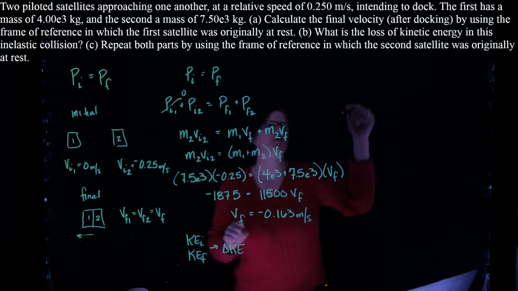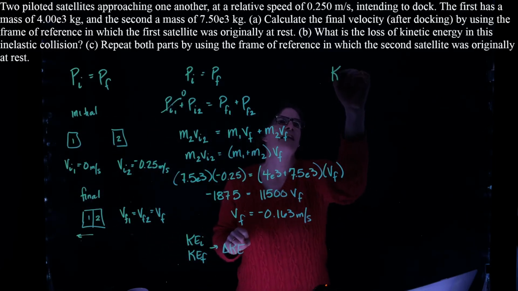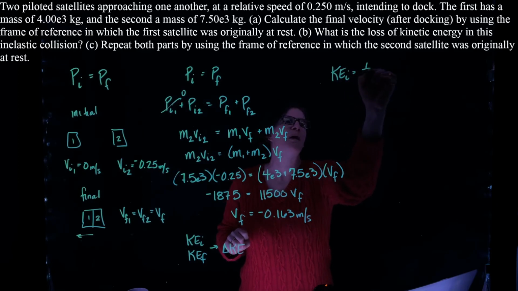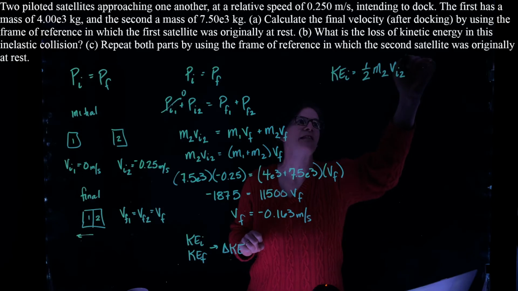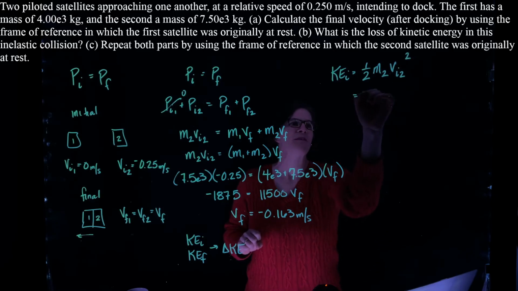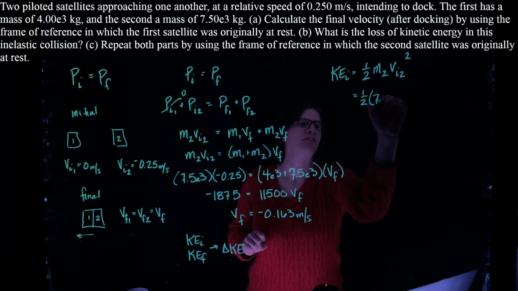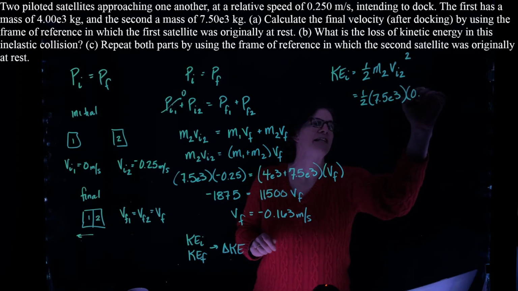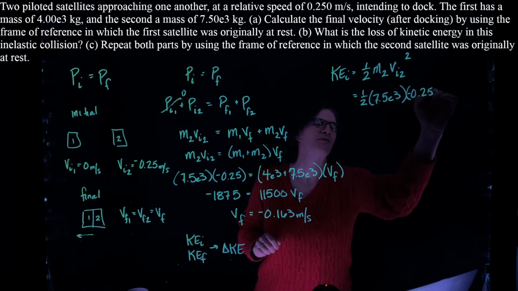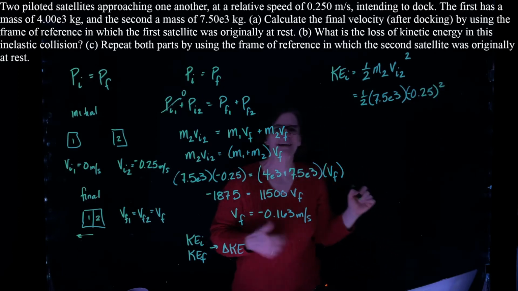It's just object 2. So kinetic energy initial is equal to 1/2 mass 2 times the initial velocity of object 2 squared. So that's 1/2 times 7.5 times 10 to the third, and our initial velocity is negative 0.25. When I square that, the negative, of course, disappears.